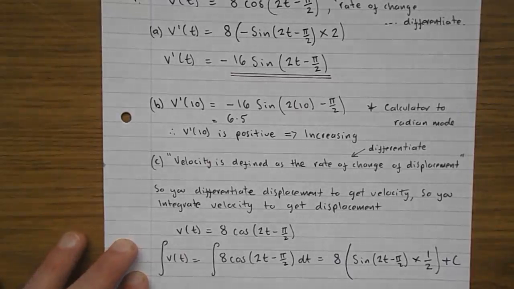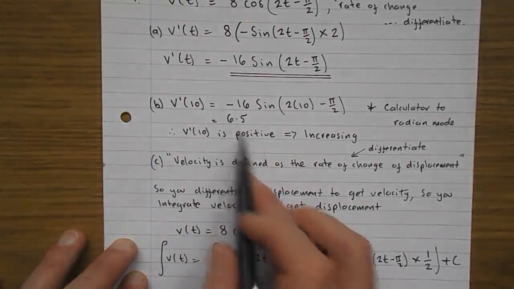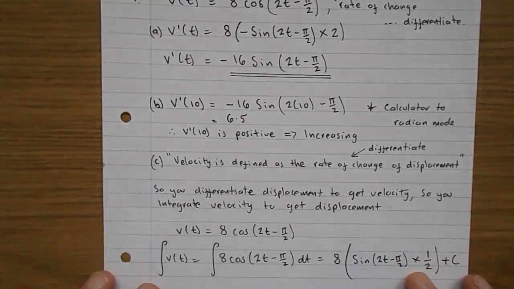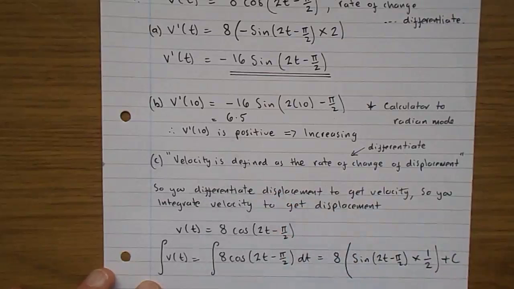The acceleration is positive, that means it's accelerating. If it were negative, it would be decelerating. So it's accelerating, so the velocity is increasing. That's obviously what acceleration means. Okay. Part C.